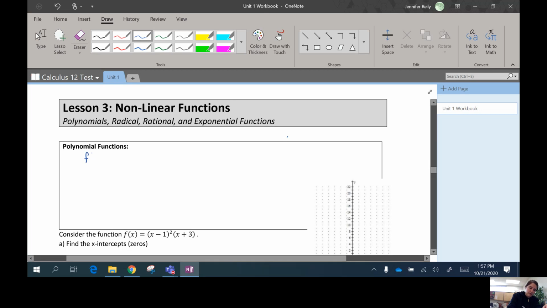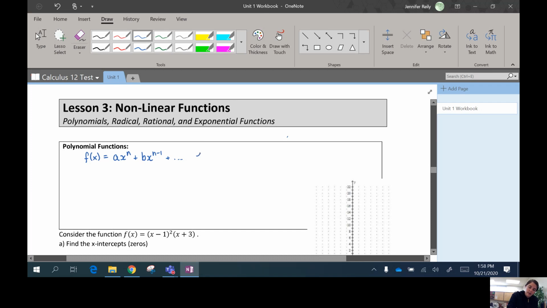They're written kind of like this: ax to the power of n plus bx to the power of n minus 1 plus dot dot dot. So they're always just different powers of x, and the largest power is the degree of the polynomial.